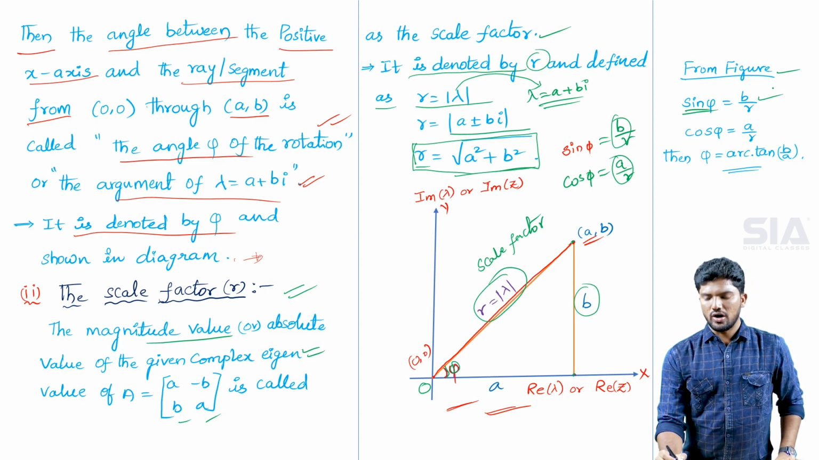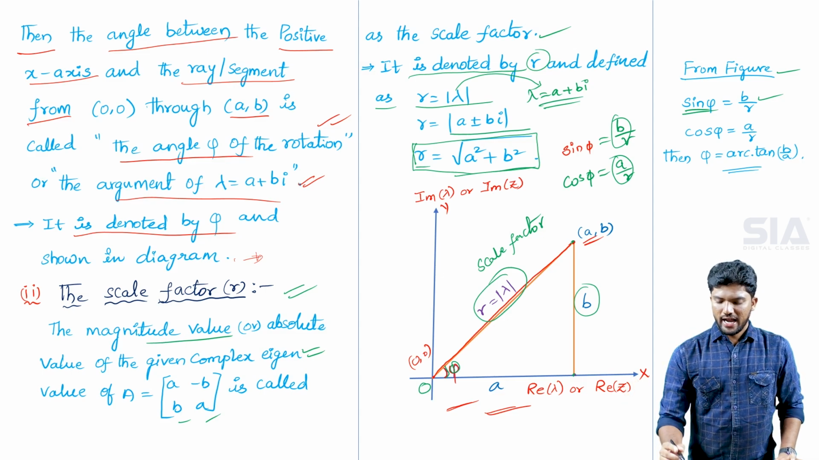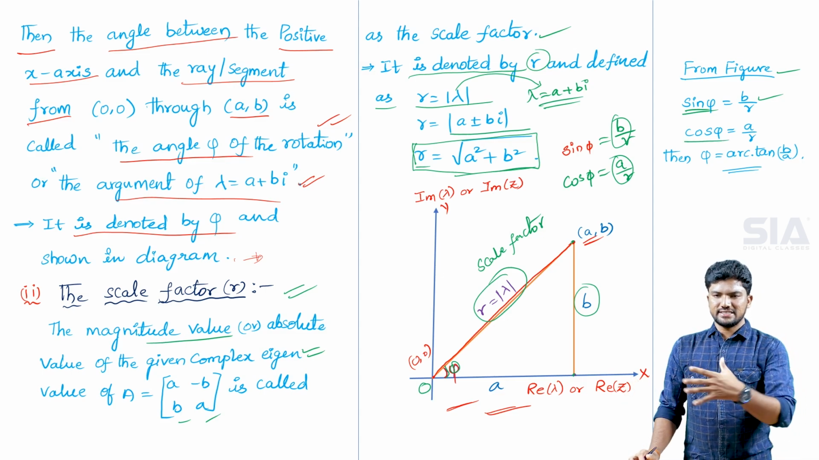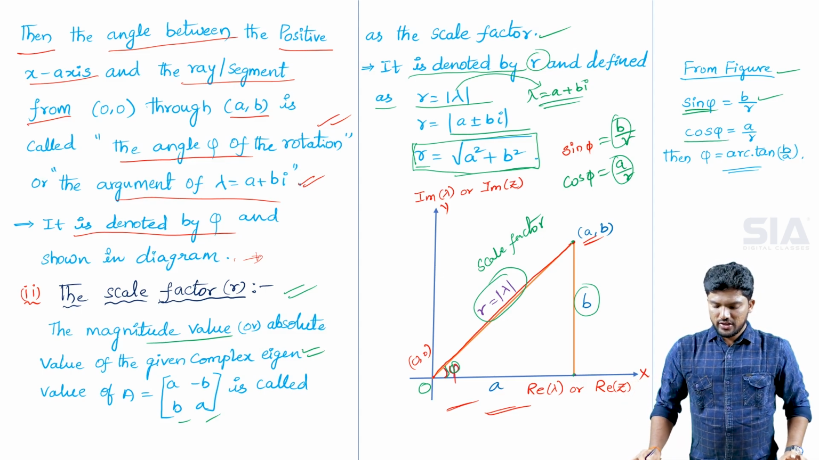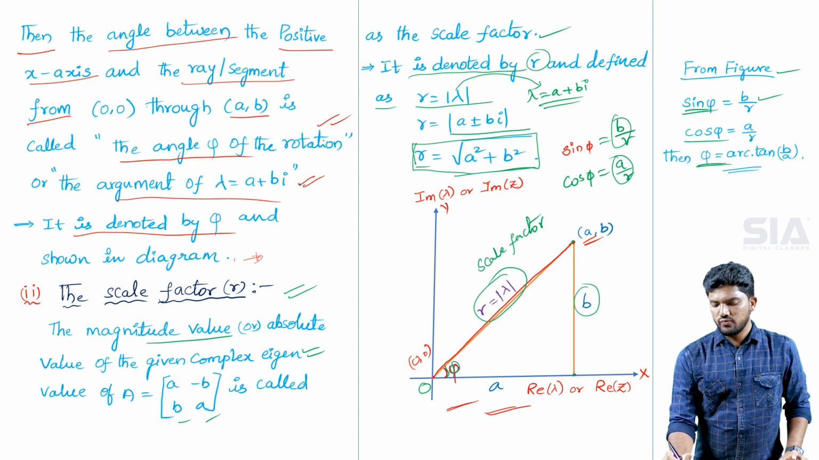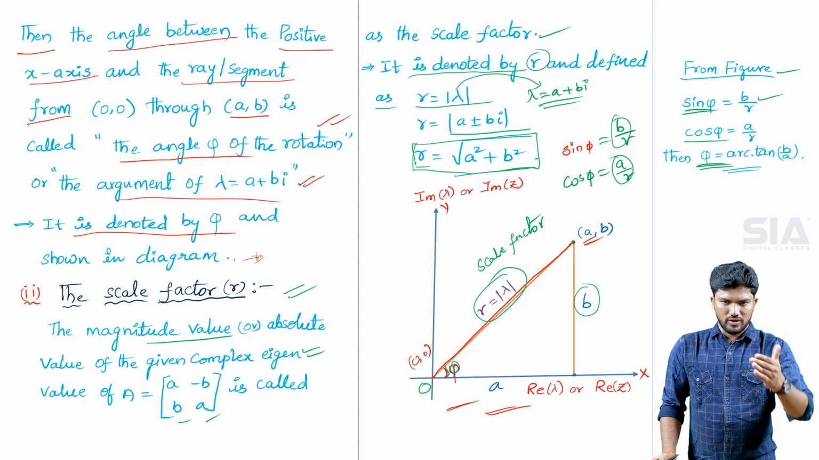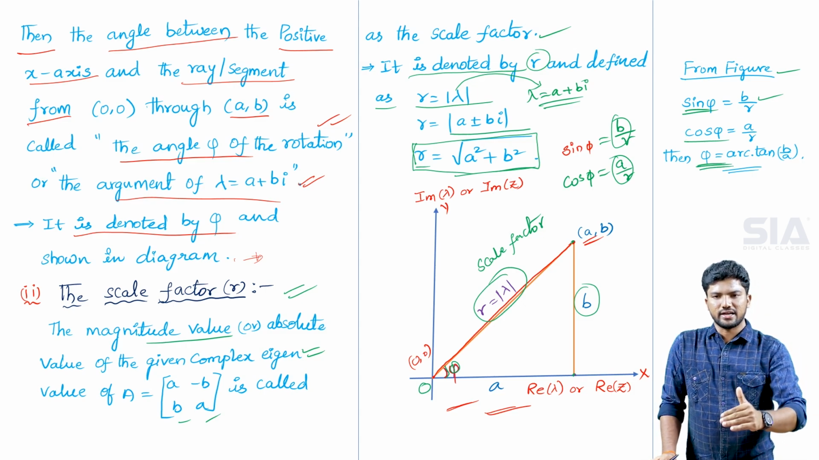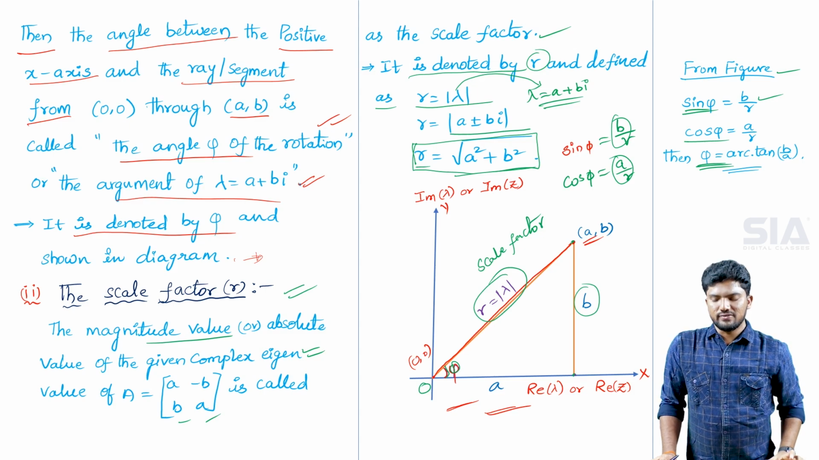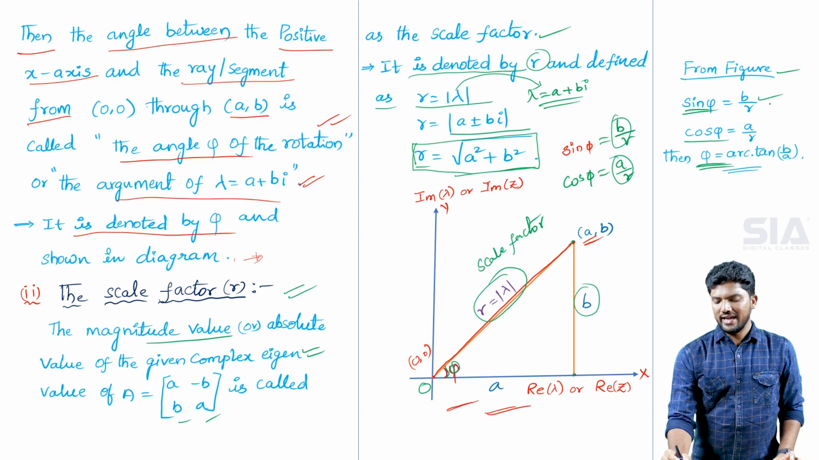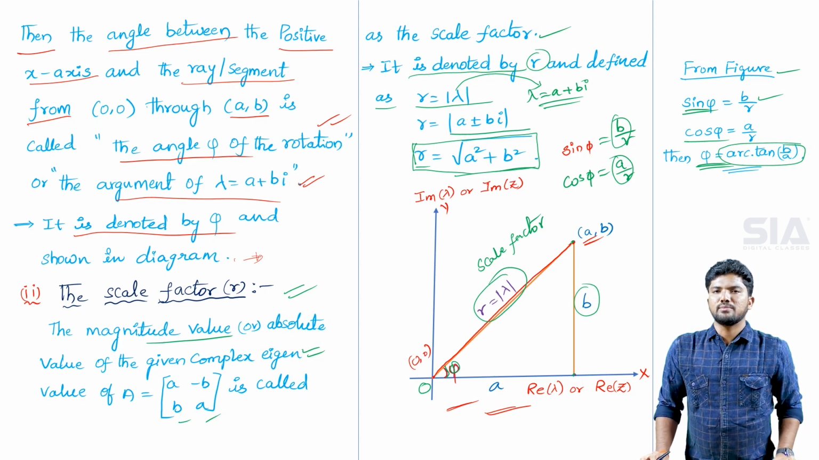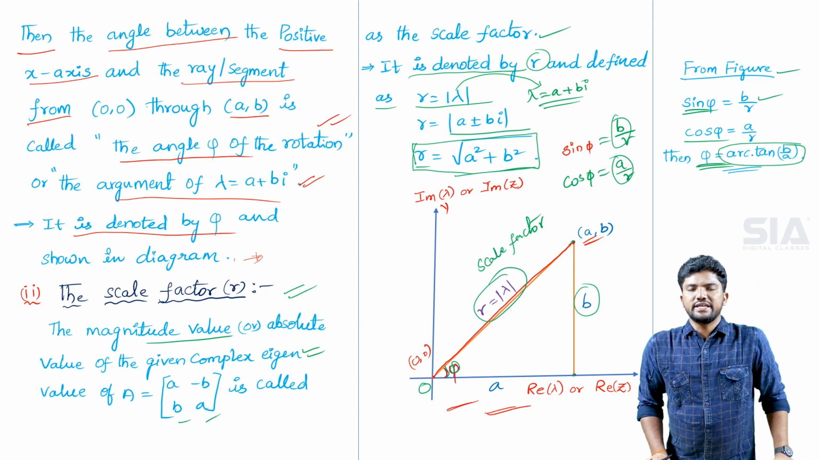Sin phi is equal to opposite side by hypotenuse, and cos phi is equal to adjacent side by hypotenuse. Therefore, in that format we can write. Then, to find the angle of rotation phi, whenever we have the values of sin phi and cos phi, the formula is arctan b by a. That is the formula: phi is equal to arctan b by a.